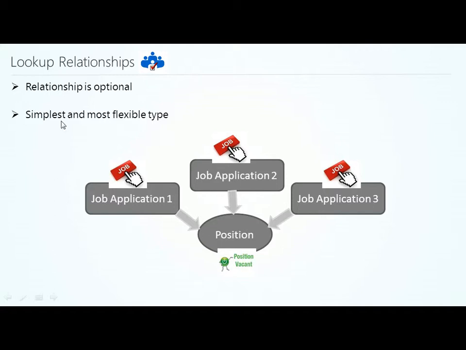Consider we have one position vacant in our organization, so multiple candidates can apply to that particular position. We can create multiple job application records for that particular position. We can do it by creating a lookup relationship in the job application object. We can place the lookup relationship in job application, which will link to a particular position record.